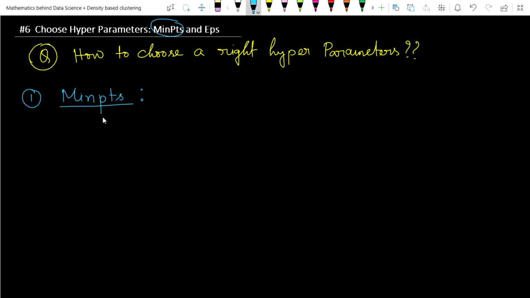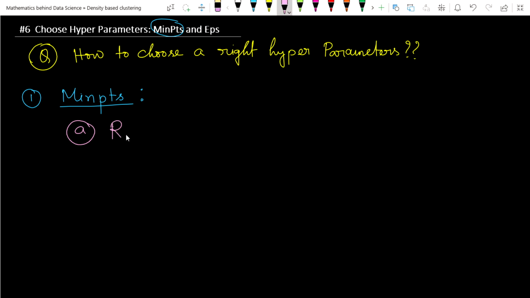In general there are various techniques, but in this discussion we will mainly discuss three techniques. The first one is the general rule of thumb. The engineers and scientists take the number of min points as a hyperparameter, and it depends on the dimensionality of our data set, meaning how many dimensions our data set has.